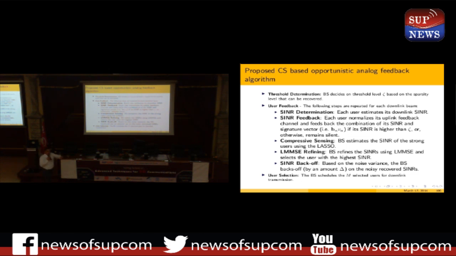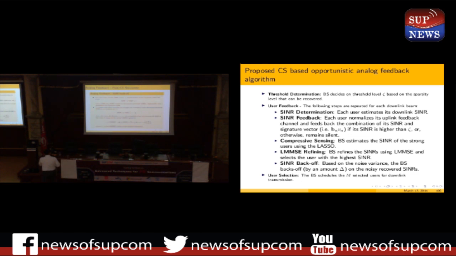So what do I need to do? I need to back off. I need to reduce whatever estimate I do. I need to back it off, subtract some delta, so as not to lose the user. Okay? So basically what we do is this. The base station determines the identity of the users, and in the second stage, it determines what? The value of the SINR. This is the SINR, so it will be many zeros and a few non-zeros, but these non-zeros will be what? Will be noisy. I need to back off.